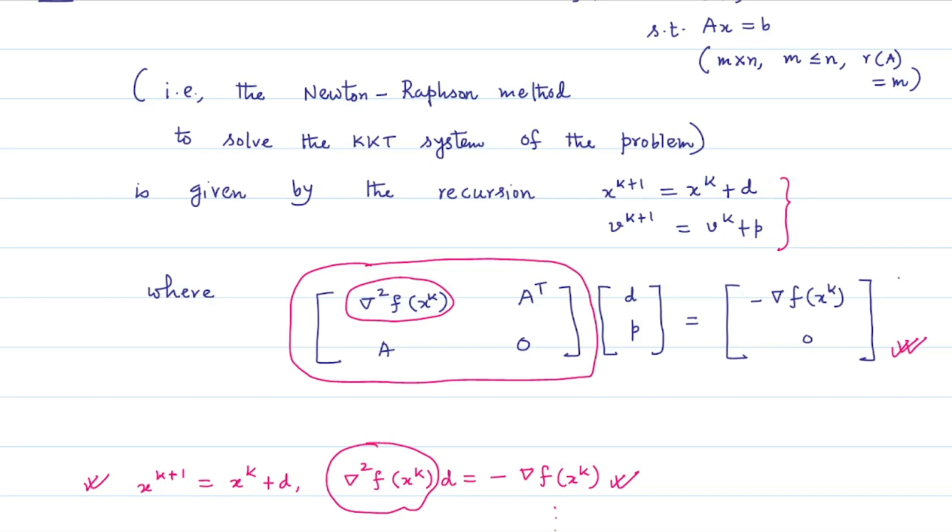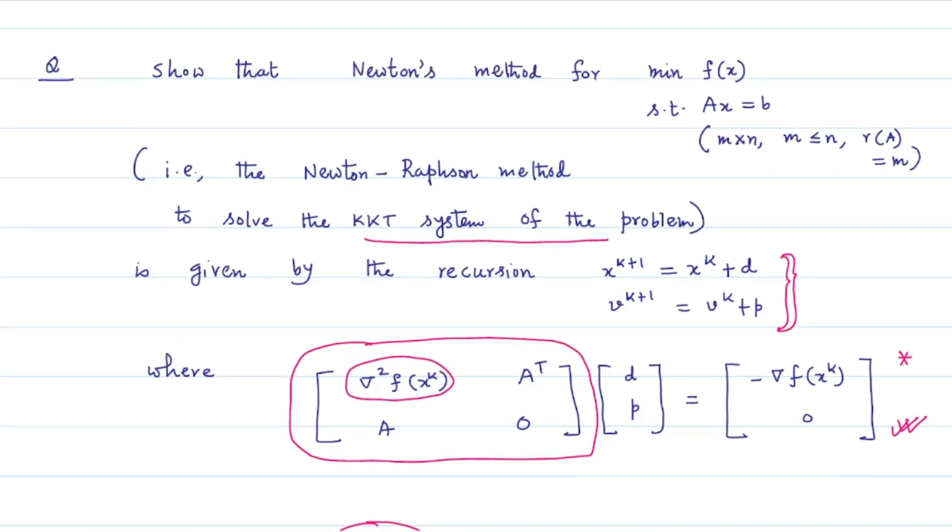You please verify this, that why this iterative formula to find a solution of the KKT system of this constrained optimization problem is given by the iterative sequence x k, v k that solves this particular system.